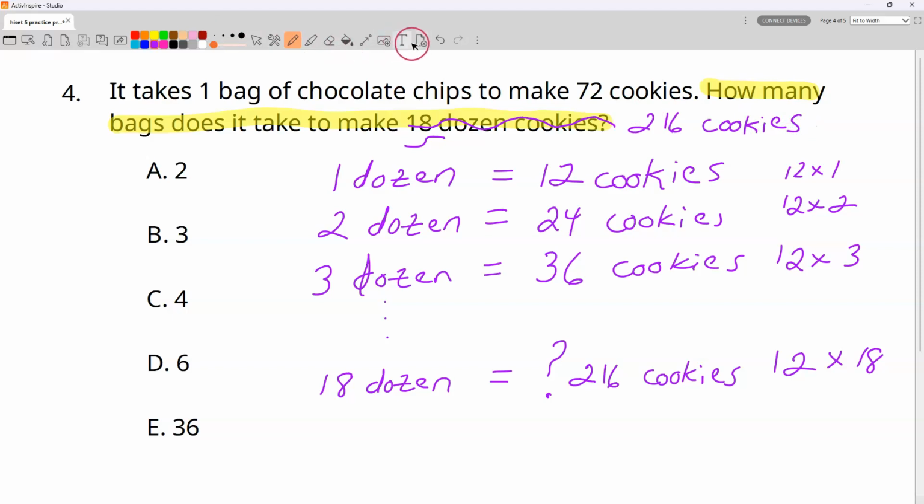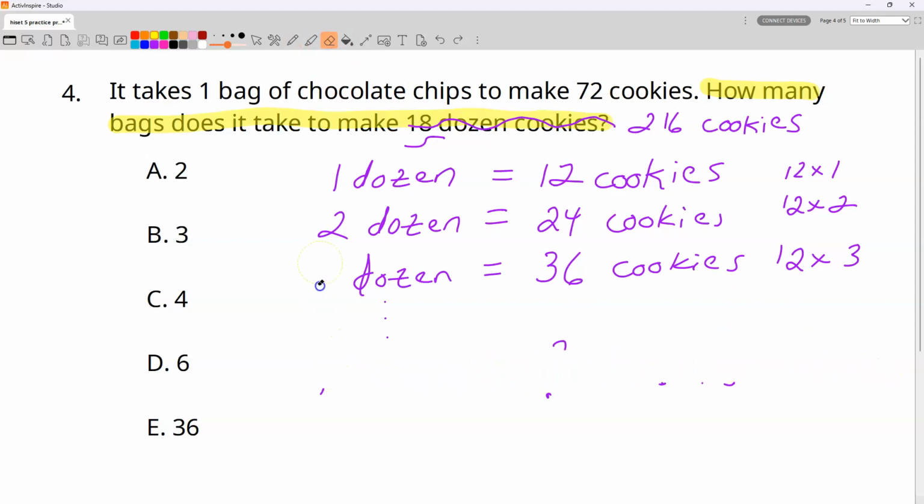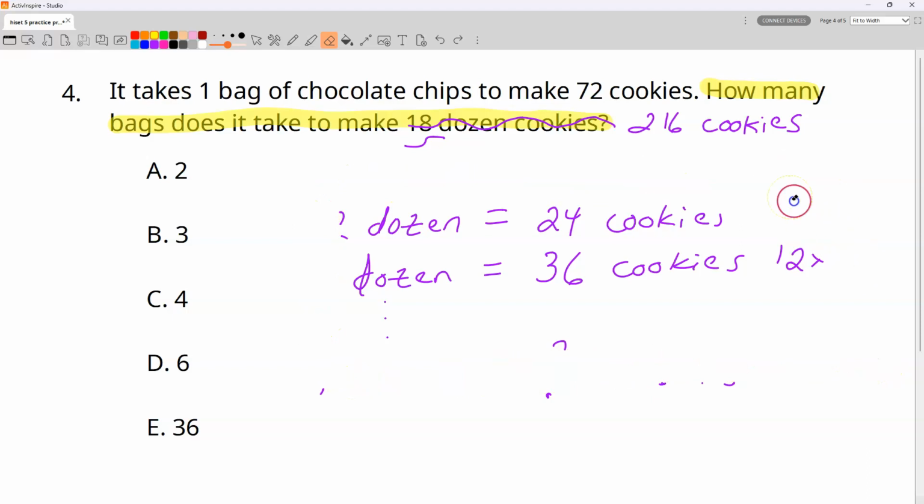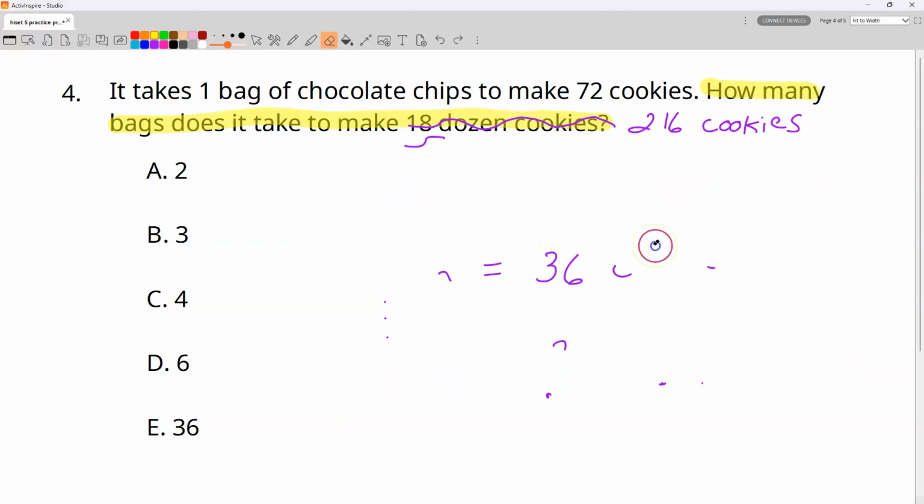Let me erase all this now. Basically, the question now comes down to this. It takes 1 bag of chocolate chips to make 72 cookies. How many bags does it take to make 216 cookies? Well, we can just make a table here.